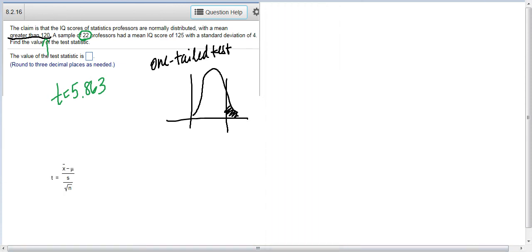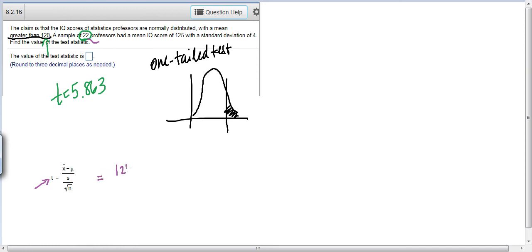If you don't have the fancy calculator, or maybe for this question you really don't need to use it, you can use this formula to calculate the value of the test statistic. You have to know that it's this formula, and that it's t based again on the sample size. You have to know that 22 means we need to use a t. And so for the test statistic, you just plug in those numbers.